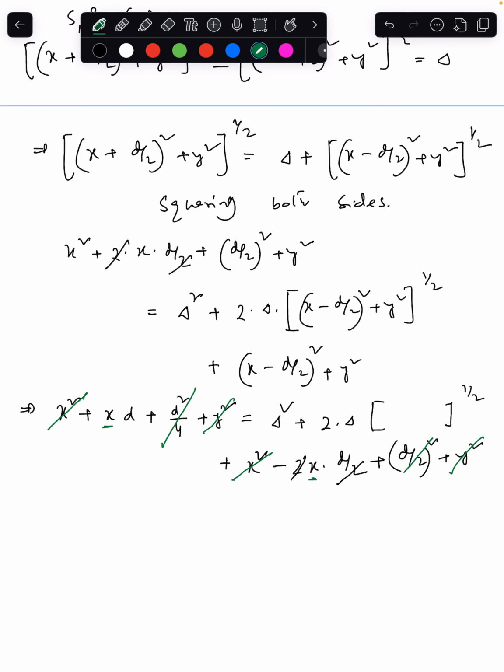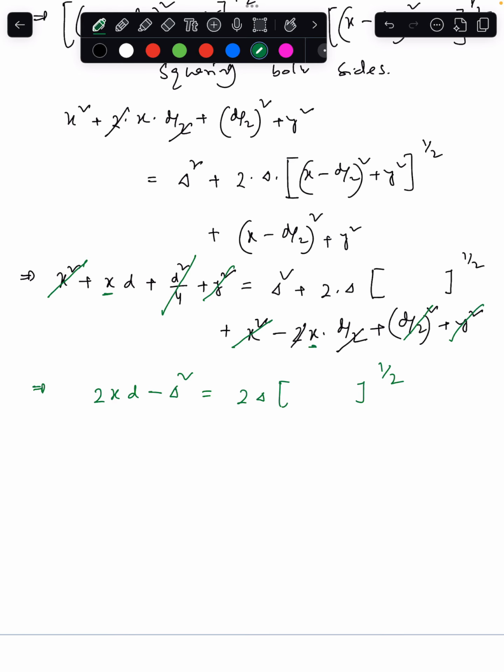So if you shift it to the left side, what you are going to get? You are going to get 2xd, right? So 2xd, I will bring this delta square leftward. So 2xd minus delta square is equal to 2 delta into this term in the bracket to the power half. Well, a little bit more complicated calculation. Again squaring. Watch out patiently, we'll get a very interesting result.